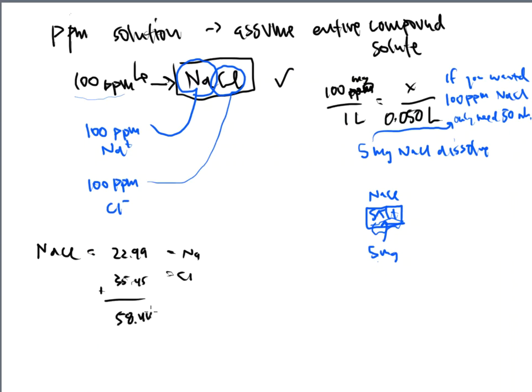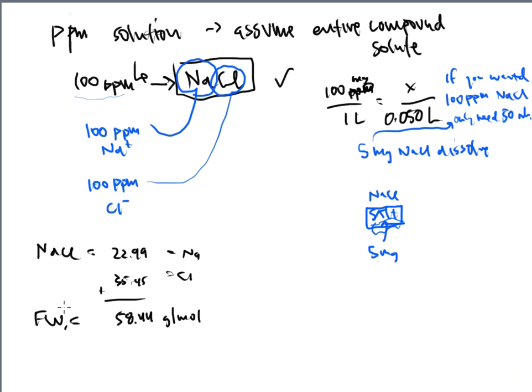58.44 grams per mole. And that's the formula weight. So that's really where we need to start. So whatever type of compound that you're using, you want the formula weight for that compound first.